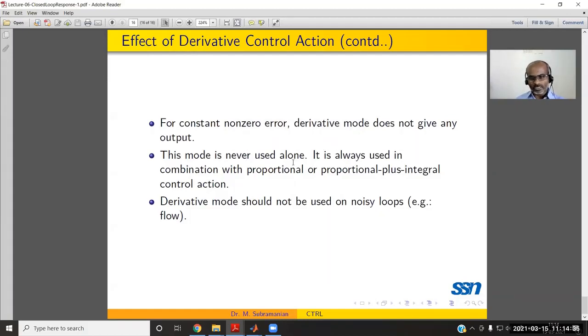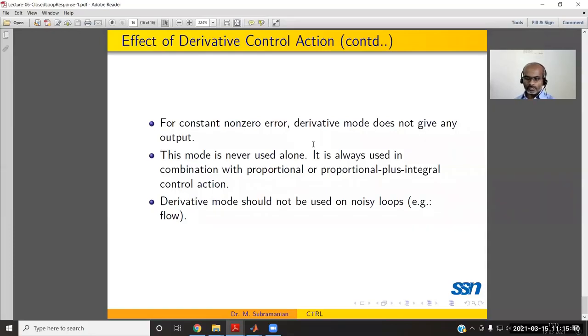Most of the time you'll change the set point, or the disturbance changes suddenly and remains at the same level. For such kinds of inputs, this derivative mode is not suitable. So derivative mode cannot be used alone, because most of the time we'll have a change in error and a persisting error. For the persisting non-changing error, this D action won't give any output, because E is remaining constant, so dE by dt is zero.